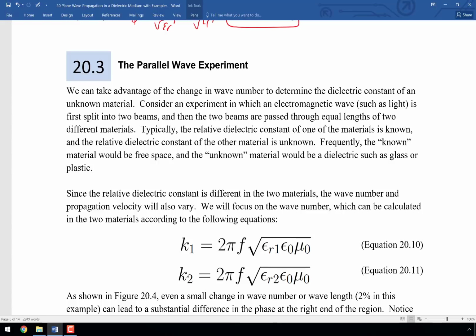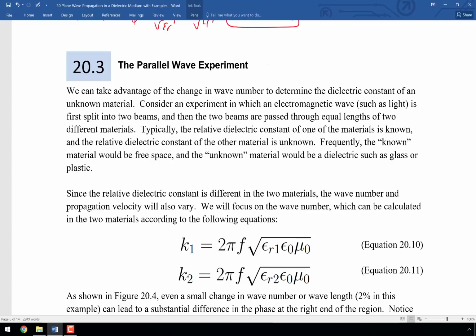So typically what we're going to do is take an electromagnetic wave, such as a beam of light. We're going to split it into 2 beams of light. We're going to send those 2 beams of light through 2 different materials. Now, quite often, one of those materials is air or vacuum, and then the other material is going to be some sort of unknown material.